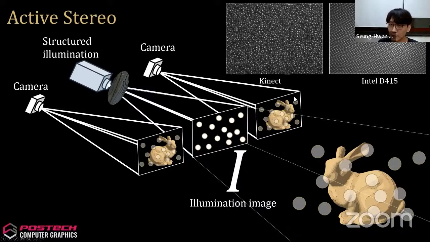Then what is going to happen is that when you capture this scene with your two stereo cameras, you are not only capturing this bunny, but also the projected illumination pattern on top of this object. Then the idea of the active stereo system is to utilize this projected illumination pattern as a matching cue to extract the depth information.